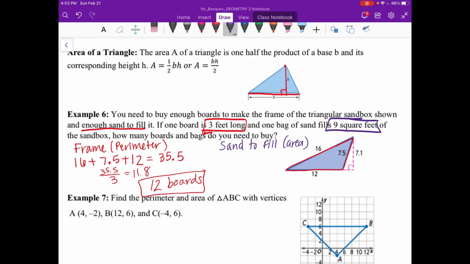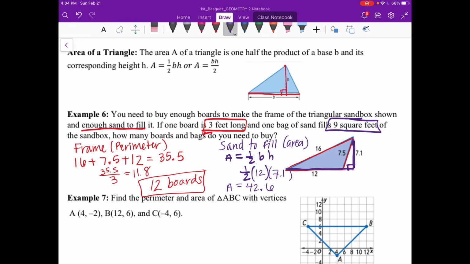Okay, so to find the area of this triangle, I'm using my 1/2 base times height formula. Well, my base is down here. This is my base, which is 12. And for the height, here's where you need to identify that piece that's going to be perpendicular. So that's 7.1. Now, not always will they give it to you. You might need to use the Pythagorean Theorem to go backwards and go from there. But when I enter this, I get 42.6 as my area.